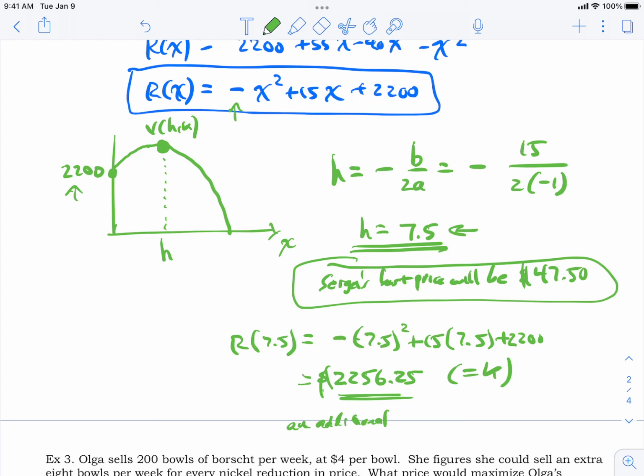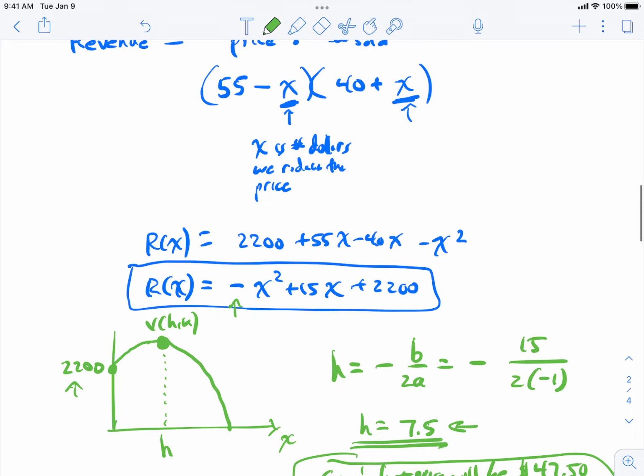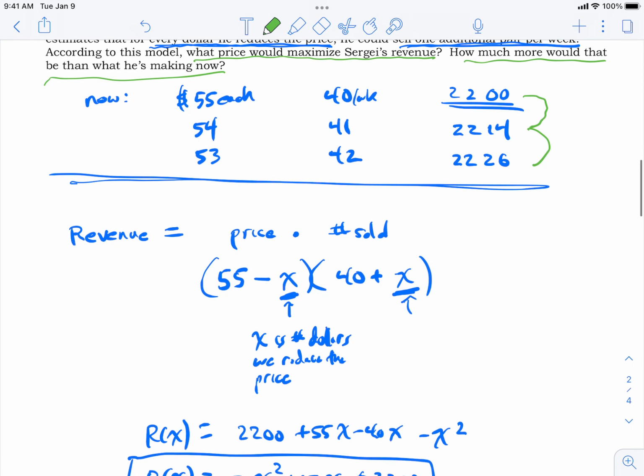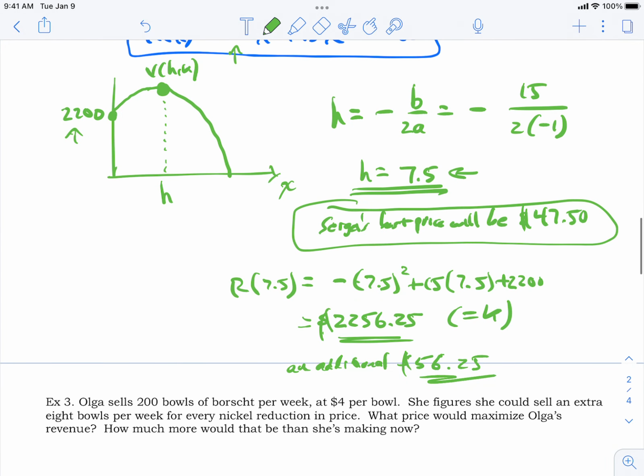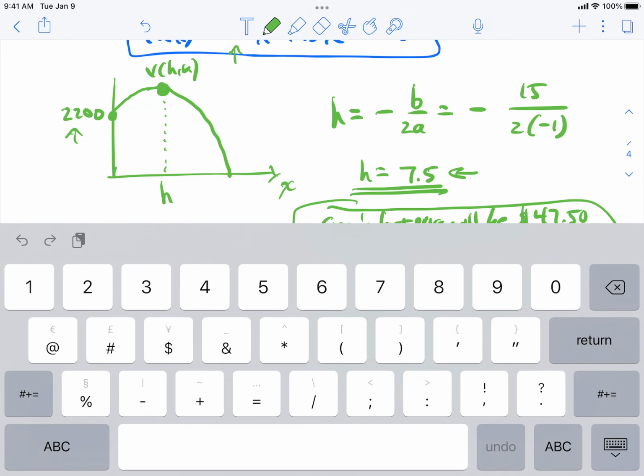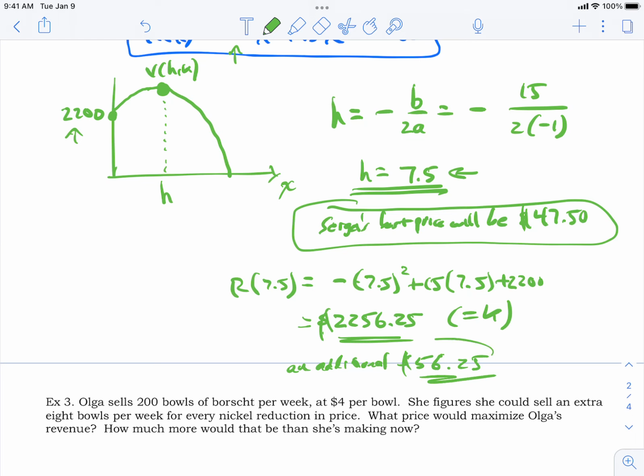Is that really all? That seems like I should be making more than that. Anyway, an additional 56 bucks a week. Well, it's better than nothing. 56 bucks a week. Well, this was already 26, so yeah, I suppose. It seems like an anticlimax to me. I was expecting a lot more than that, but whatever.